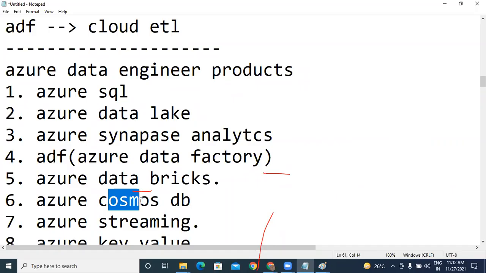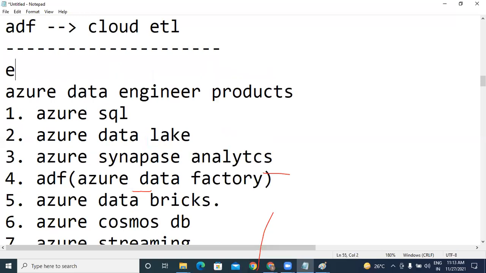But a lot of data is streaming. To capture the streams, Azure streaming. Understand? In this way, you have many products. Previously you were called an ETL developer. Now you are called a data engineer.